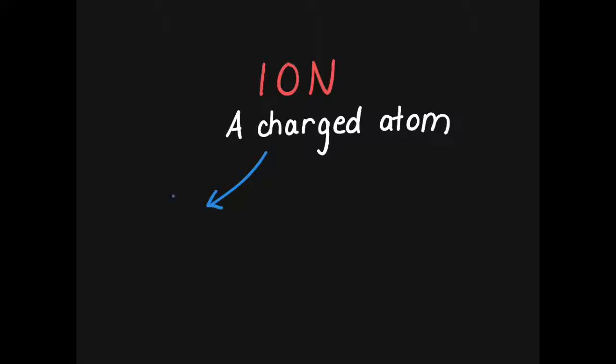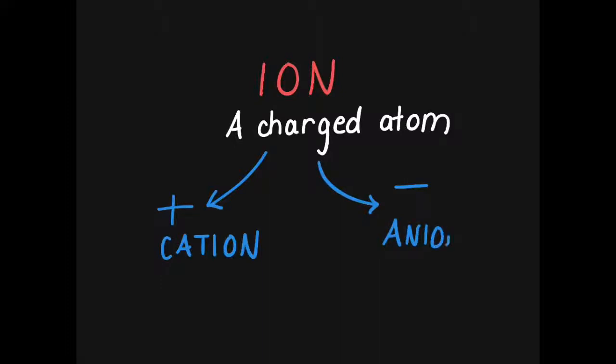We can have two kinds, as I just mentioned. One with a positive charge would be a cation, and another may have a negative charge, and that would be called an anion.